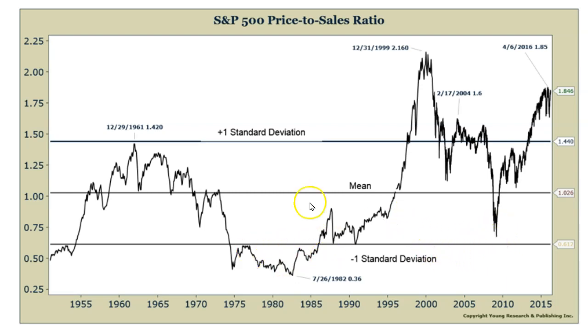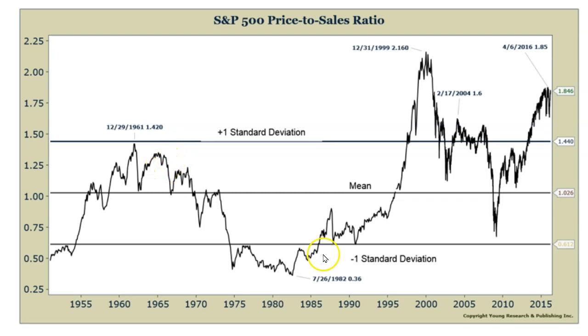Now, on the other side, if we look at the biggest bubble in history, which was the dot-com bubble, prices were at 2 times sales. And in the last 70 years, when prices were elevated, valuations were elevated. In 1960 to 65, the highest was almost 1.5, so 1.4 price per sales.